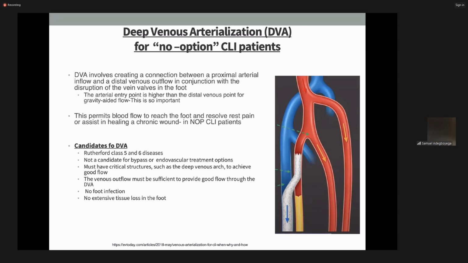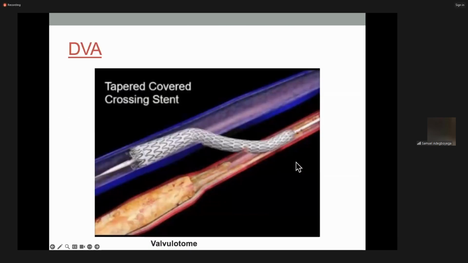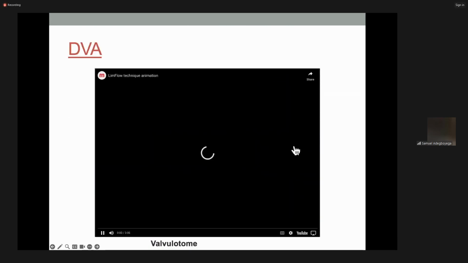The main reason is that you want gravity to push the arterial flow into the vein. See this right here? The gravity is going to push that artery into the vein. So that's why it's got to be higher. If it's lower, then there'll be no pressure to push it down. Does that make sense? Yes. So the artery has to be higher than the vein, so the inflow from the artery has to be higher. Again, they're showing you right here.